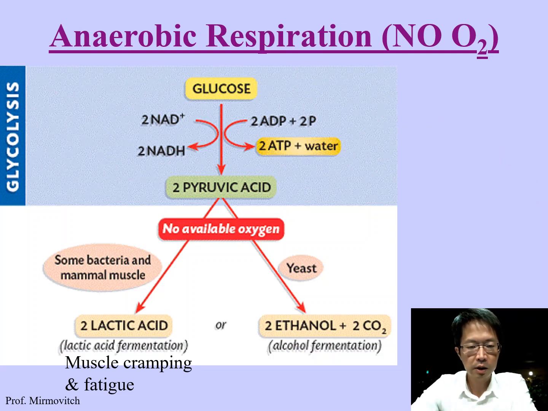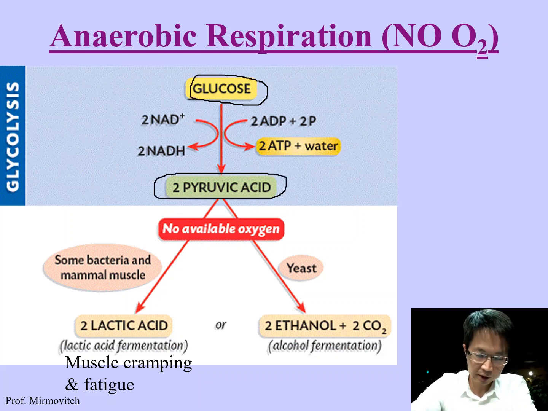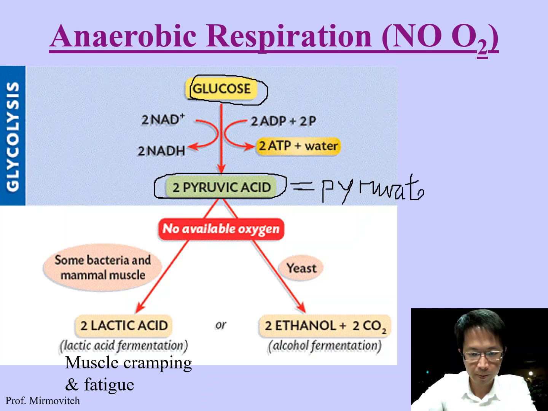So here is the overall summary of glycolysis. You start with 1 glucose molecule, and it will become 2 pyruvic acid. Pyruvic acid you may assume is the same as pyruvate, just like lactate is the same as lactic acid. So 2 pyruvic acid equals 2 pyruvate. And glycolysis will make 2 ATP and water.